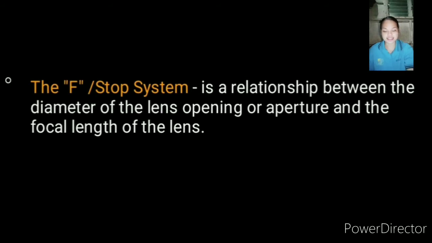The f-stop system is a relationship between the diameter of the lens opening or aperture and the focal length of the lens. So, ano nga bang ibig sabihin ng f-stop? So, the term f-number or f-stop is used to define the ratio of the focal length, the distance from the sensor to the rear of the lens, to the diameter of the aperture as controlled by the lens iris.